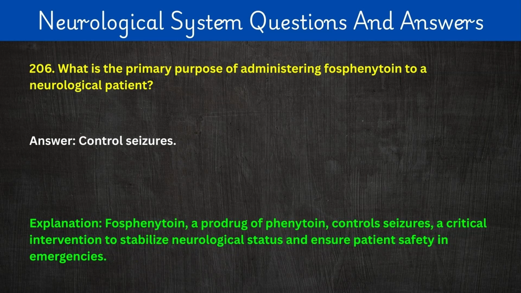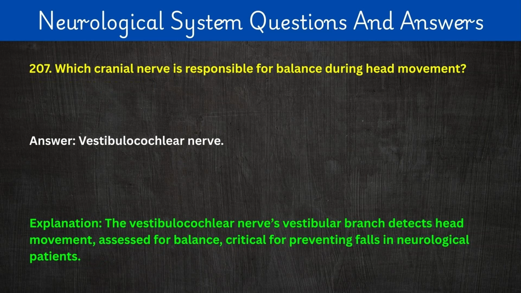206. What is the primary purpose of administering fosphenytoin to a neurological patient? Answer: control seizures. Explanation: fosphenytoin, a prodrug of phenytoin, controls seizures, a critical intervention to stabilize neurological status and ensure patient safety in emergencies.